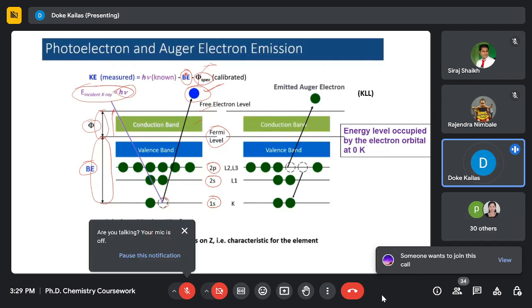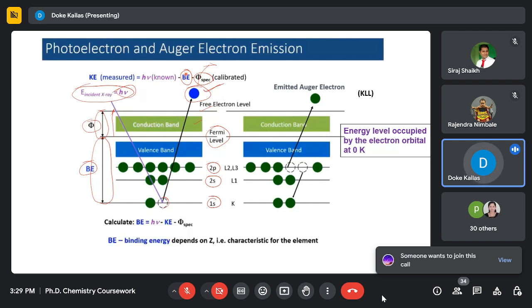So this technique in depth, what is X-ray photoelectron spectroscopy. So what is this Fermi level? It is an energy level which is occupied by the electron orbital at absolute zero temperature, or absolute Kelvin temperature. From this level, the valence band, the electron has a definite, occupied energy.